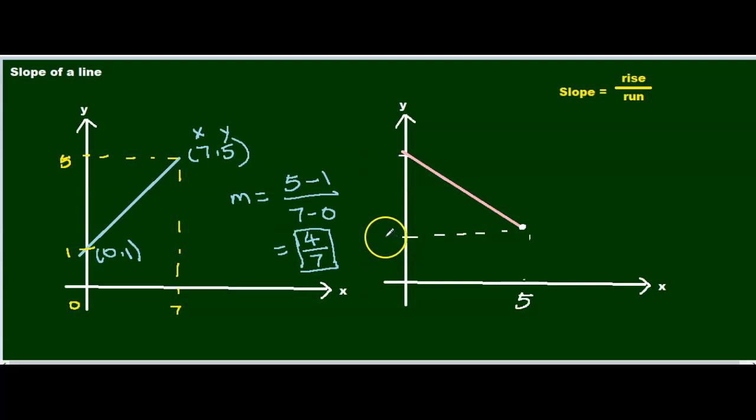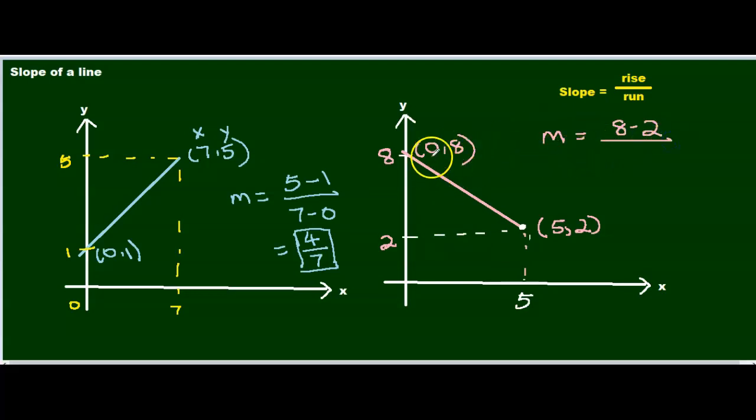What about this one? Let's say this one starts at 8 and ends at 2. So this would be (5, 2), and this would be (0, 8). Again, it starts from 0. Your x-coordinate is 0 and your y-coordinate is 8. So (0, 8). Your x-coordinate is 5 and your y-coordinate is 2. So in this case, our slope is our change, which is 8 minus 2 over 0 minus 5, which gives me 6 over negative 5.